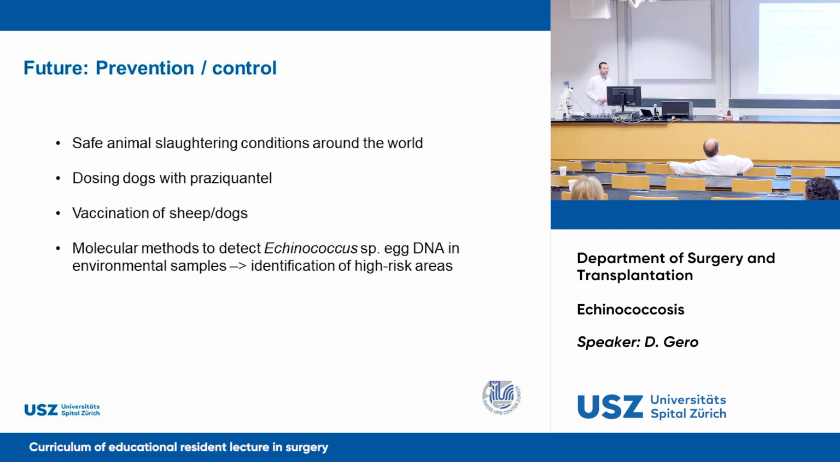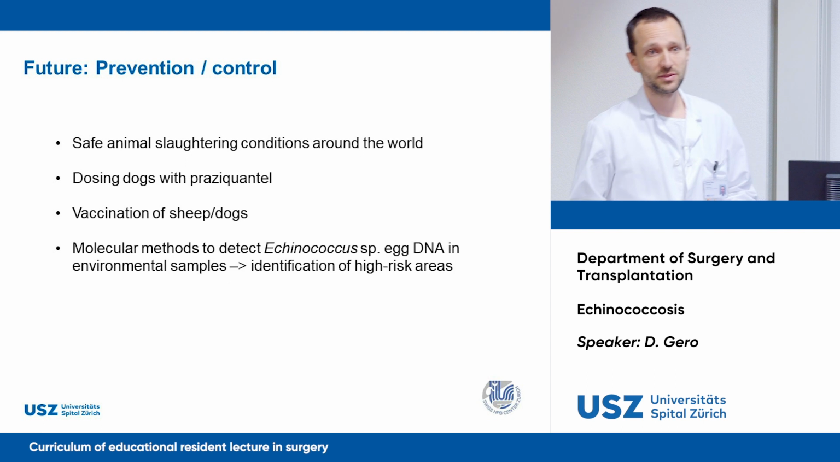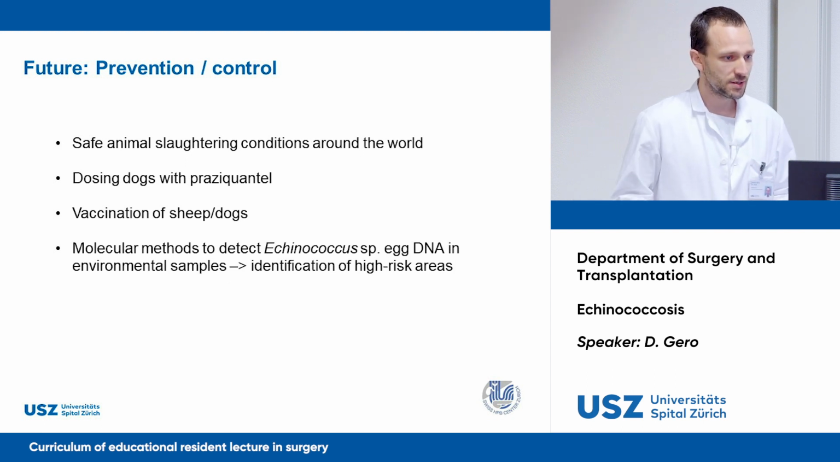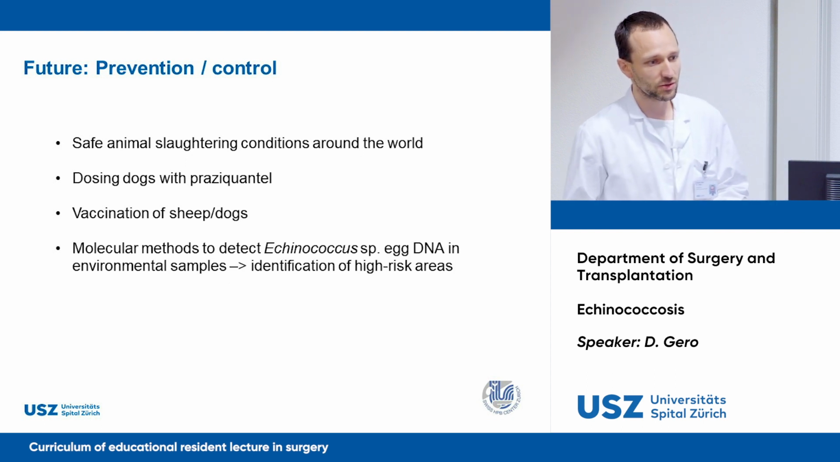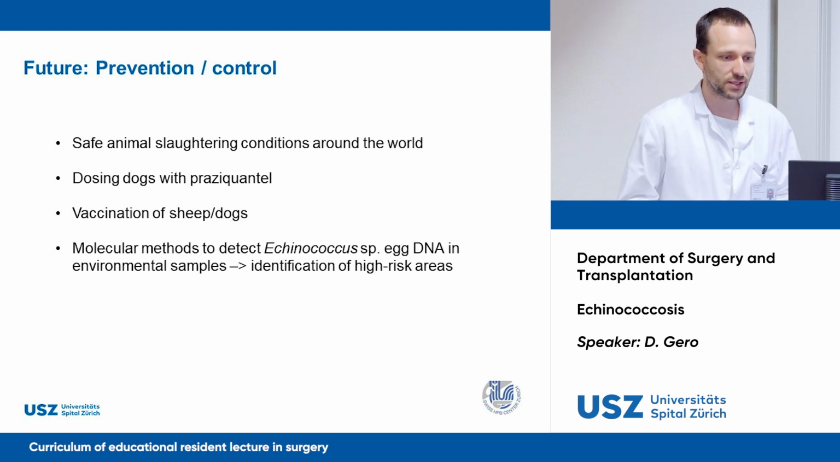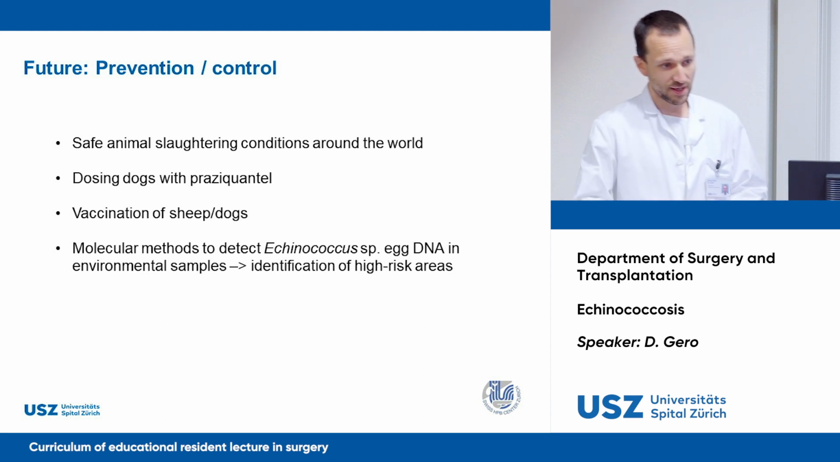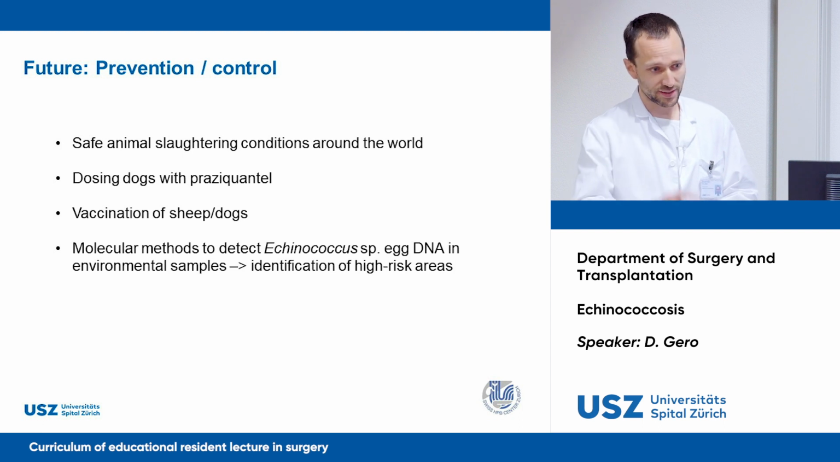First, I would like to emphasize the role of prevention, which is very important to decrease the overall number of cases. For this, we need safe animal slaughtering conditions around the world, dosing dogs with praziquantel, vaccination of sheep and dogs, and there are some new molecular methods to detect Echinococcus species in environmental samples, which can help to identify high-risk areas.